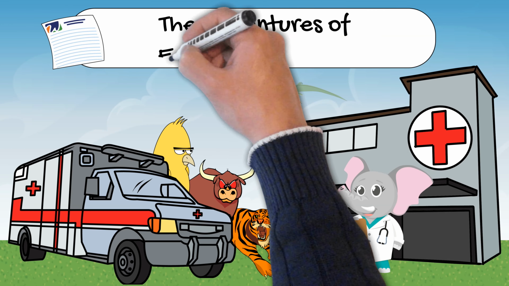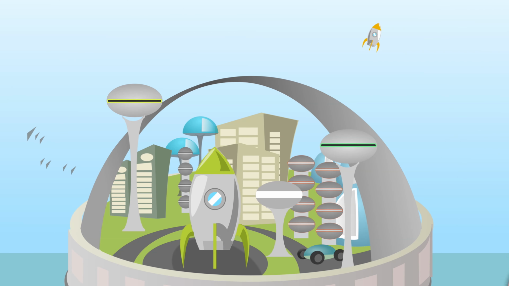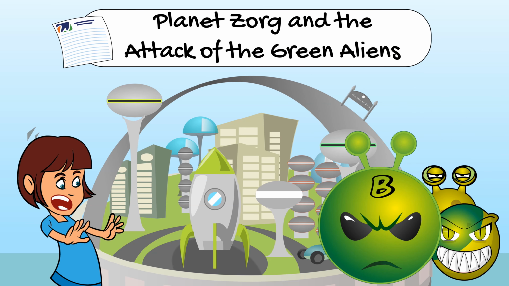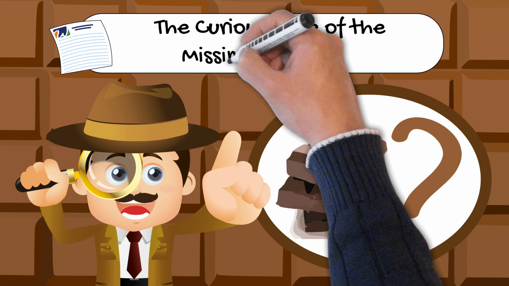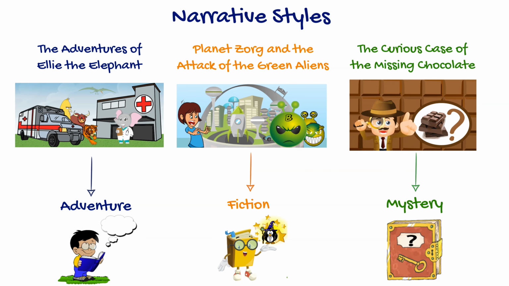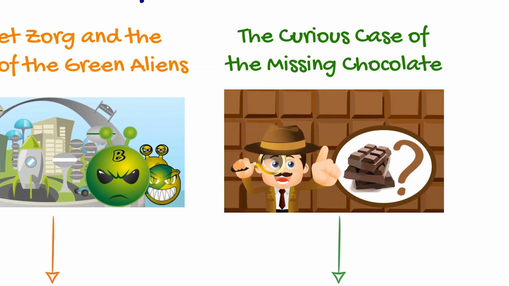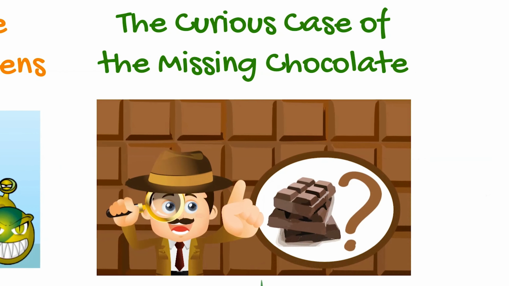The Adventures of Ellie the Elephant, Adventure; Planet Zorg and the Attack of the Green Aliens, Fiction; and The Curious Case of the Missing Chocolate, Mystery, are all examples of narratives. Let's check out The Curious Case of the Missing Chocolate. See if you can spot some of the grammatical features of this narrative and recognise its structure.